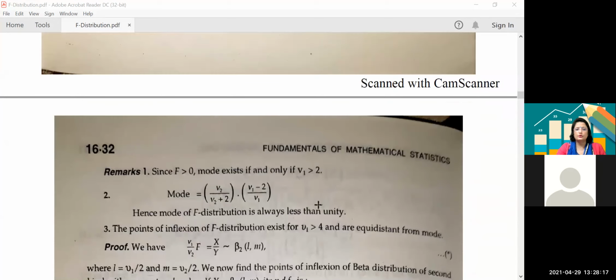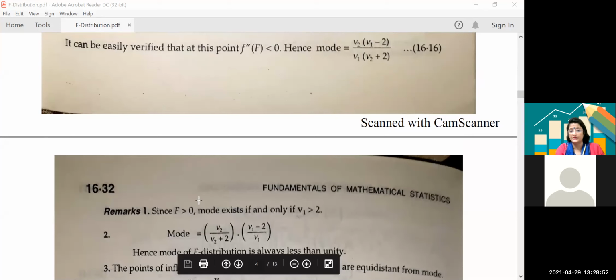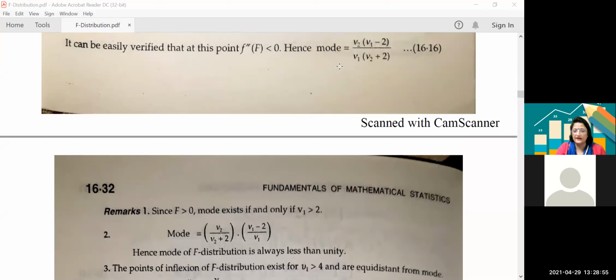This is the mode. Since F is greater than 0, the mode exists if and only if nu1 is greater than 2. देखो, अगर मान लो आपकी nu1 की वैल्यू, ये जो डिग्रीज ऑफ फ्रीडम है, अगर आप यहाँ पे 2 ले लेते तो मॉड तो 0 हो गया, ठीक है. मॉड 0 हो गया, इट मीन्स वो absurd वैल्यू दे रहा है. तो इसकी एग्जिस्टेंस के लिए जरूरी है कि nu1 की वैल्यू ग्रेटर देन 2 होनी चाहिए, क्योंकि हमारी F डिस्ट्रीब्यूशन की वैल्यू ग्रेटर देन 0 से शुरू हो रही है. तो F एक्सिस पे 0 वैल्यू एग्जिस्ट नहीं करनी चाहिए, ठीक है.